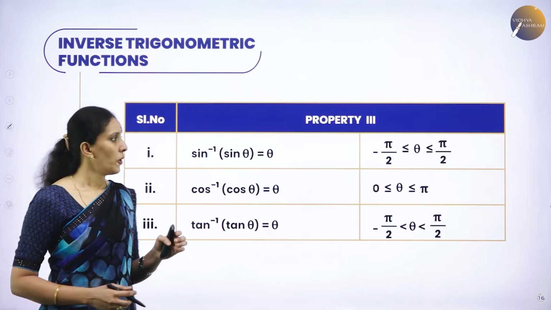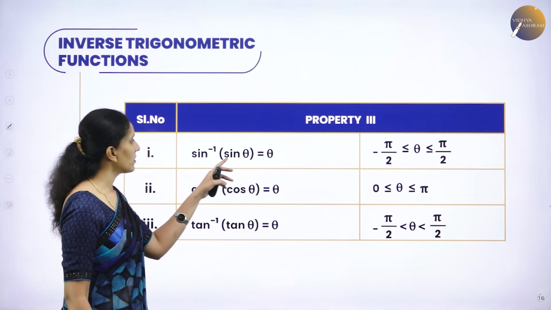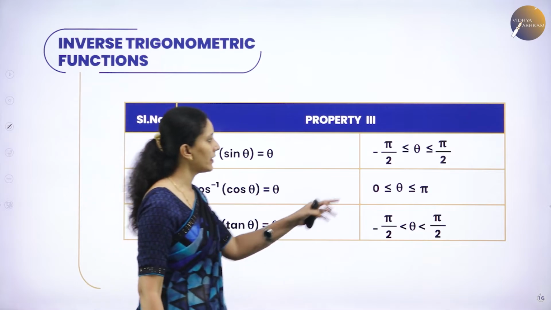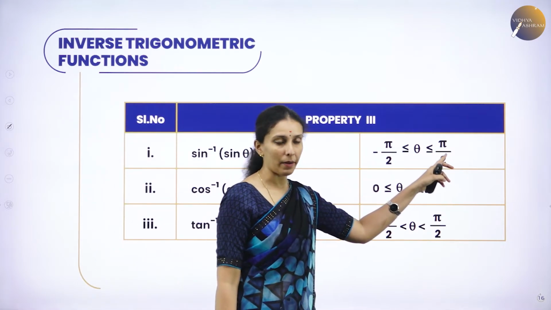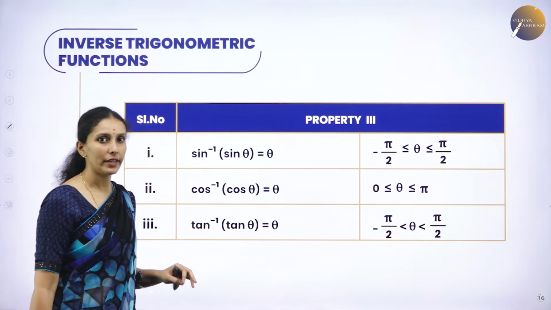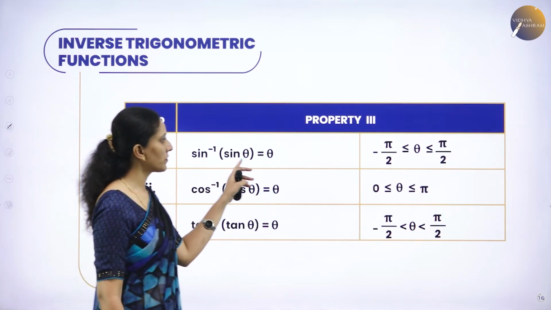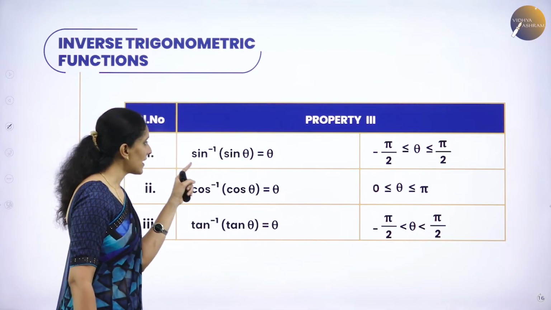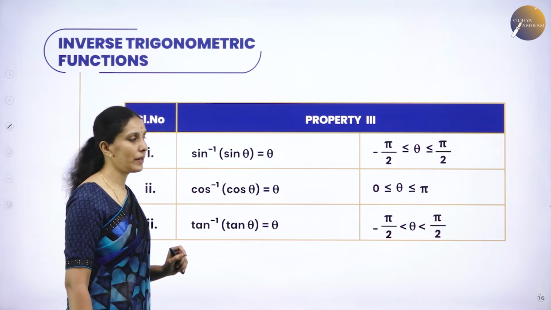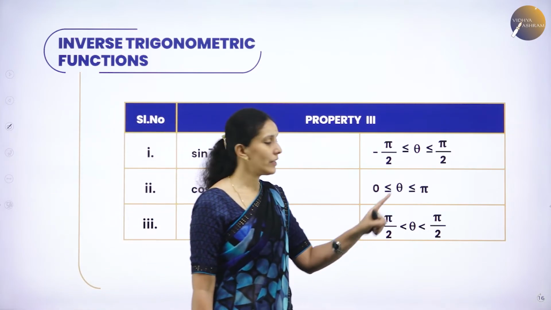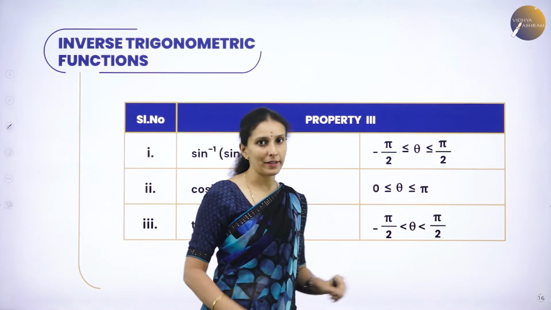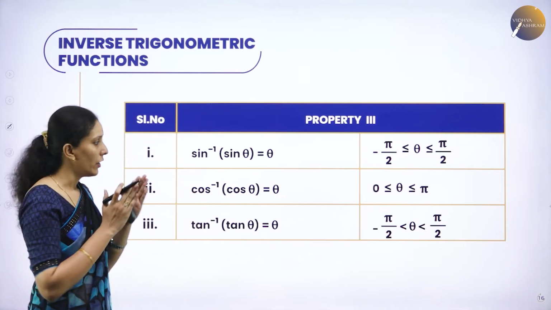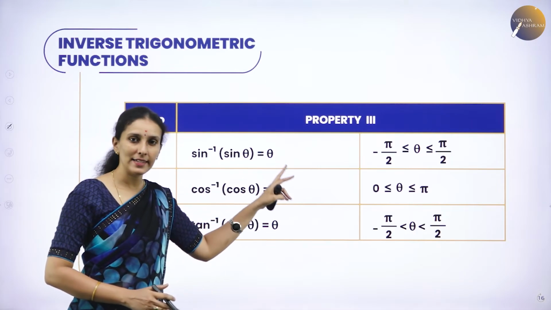So next question, property number 3. Sine inverse of sine theta is theta. Here theta represents the angles where theta lies between minus pi by 2 to plus pi by 2. So theta lies in the range here. The range of sine inverse function is from minus pi by 2 to plus pi by 2. Whenever you have sine inverse of sine theta, it can be written in the form of theta only when the angle lies from minus pi by 2 to plus pi by 2. That is, whenever the angle lies from minus 90 to plus 90, we can write sine inverse of sine theta as theta.